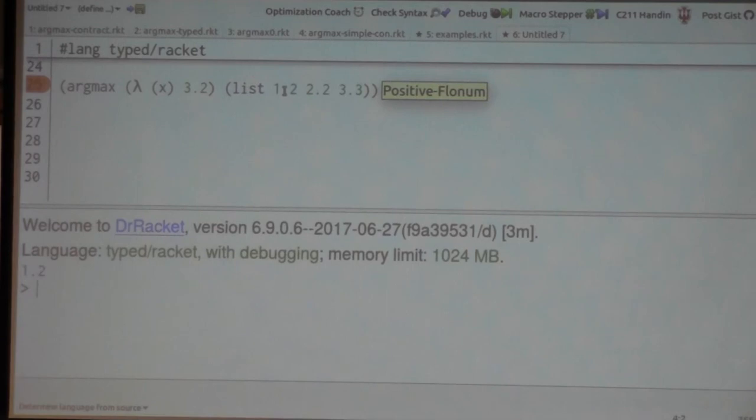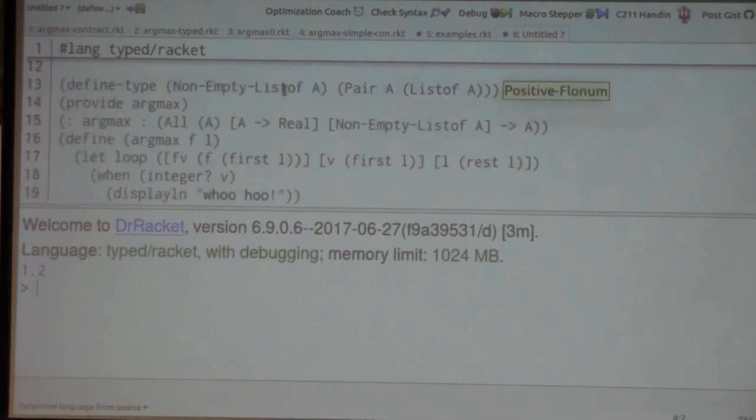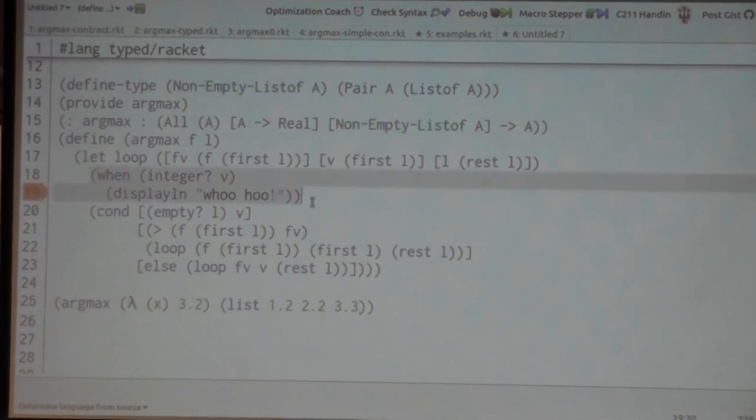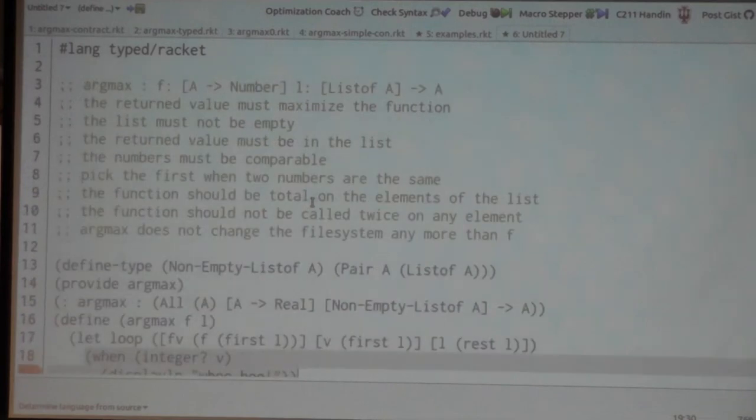So that seems like not what we wanted. And yeah, Typed Racket does in fact allow you to do that. The parametricity guarantee here is limited. It's enough to be sure that we're getting out elements of the original list, but it's not enough to ensure that the behavior is genuinely parametric.